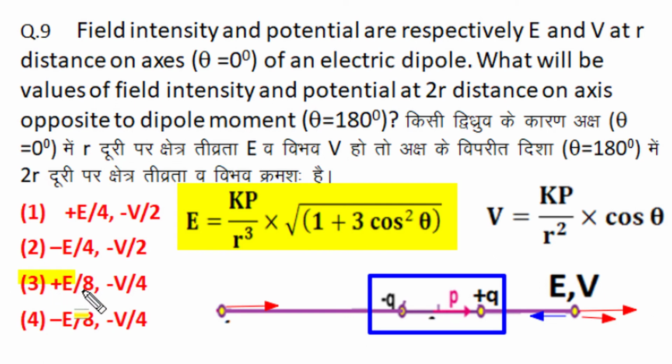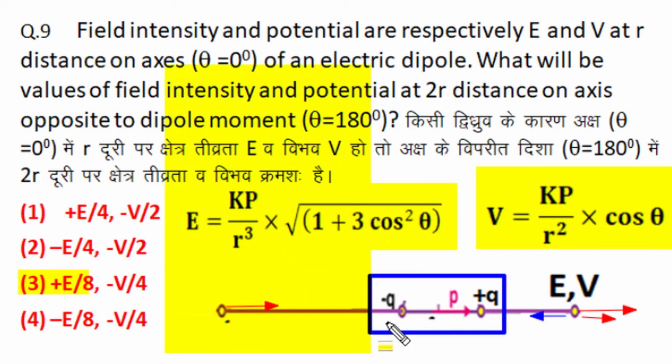So plus E by 8 is the right choice and minus E by 8 is not that choice. Now for the potential calculation, this is our relation for a dipole moment P at a distance r with angle theta: kp upon r square into cos theta, and for theta 180, cos theta is minus 1. So potential is minus kp upon r square, and that is also true, being closer to the negative charge, potential everywhere in this vicinity is negative, and at the axis of the dipole at theta 180, this is minus kp upon r square.